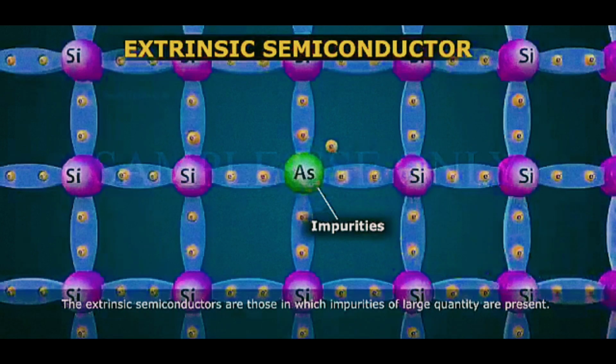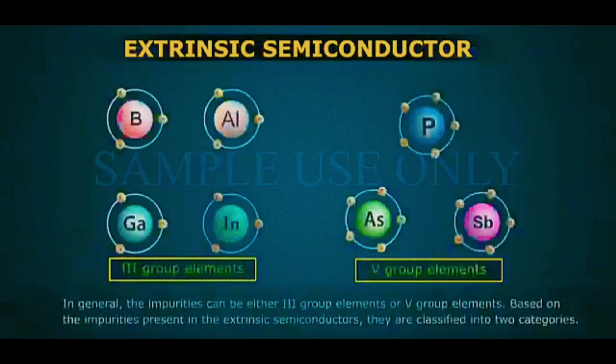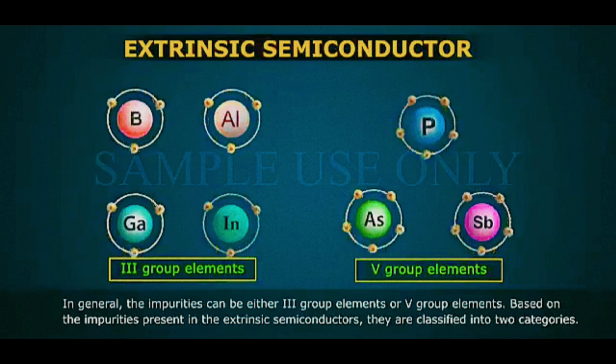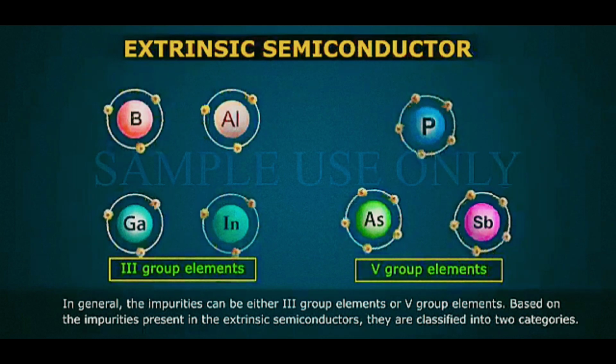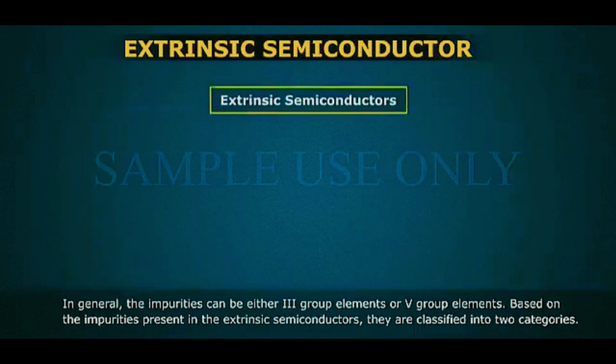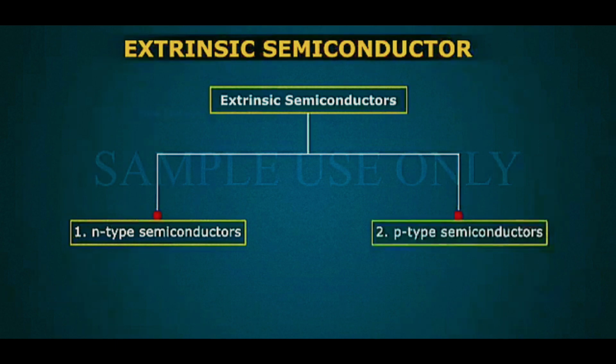The extrinsic semiconductors are those in which impurities of large quantity are present. In general, the impurities can be either 3rd group elements or 5th group elements. Based on the impurities present in the extrinsic semiconductors, they are classified into 2 categories: 1. N-type semiconductors and 2. P-type semiconductors.